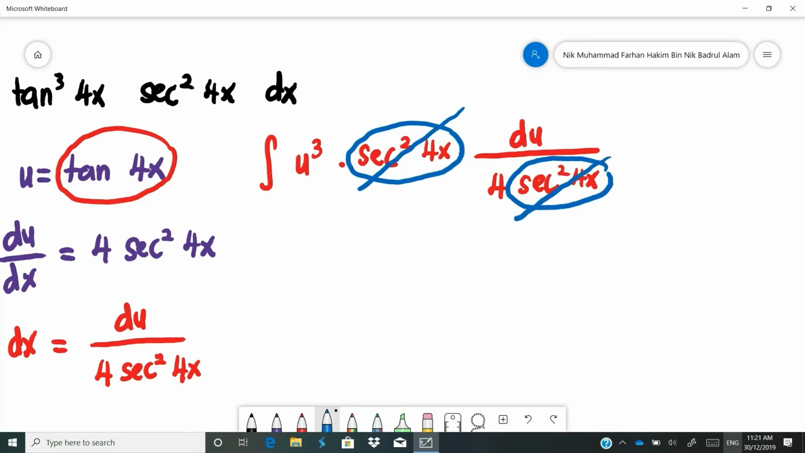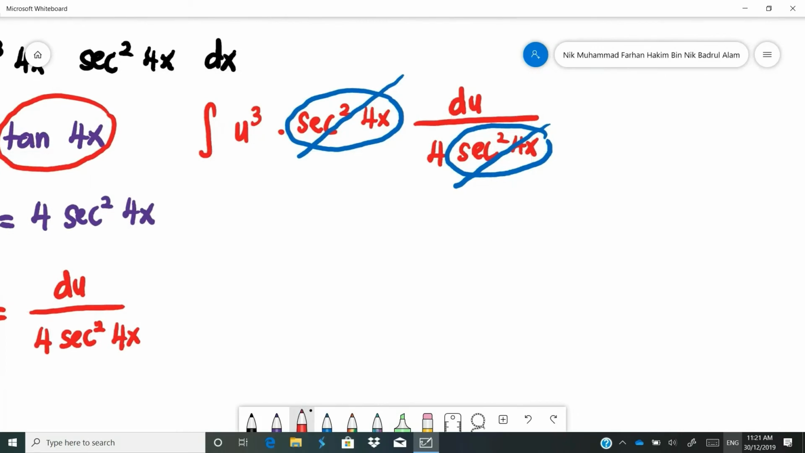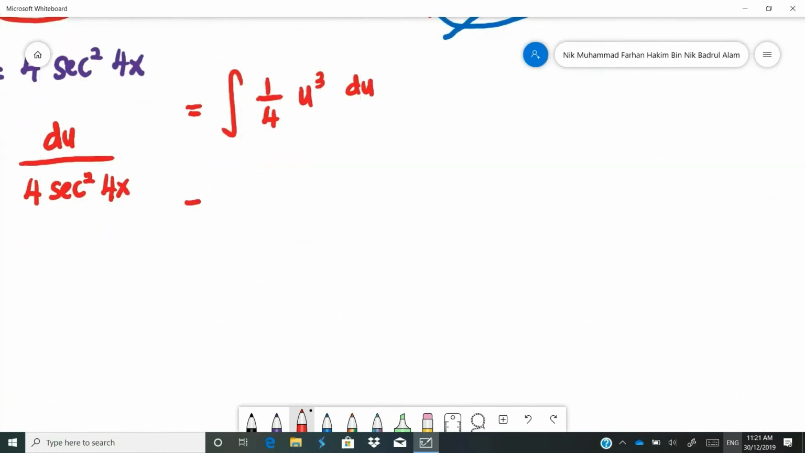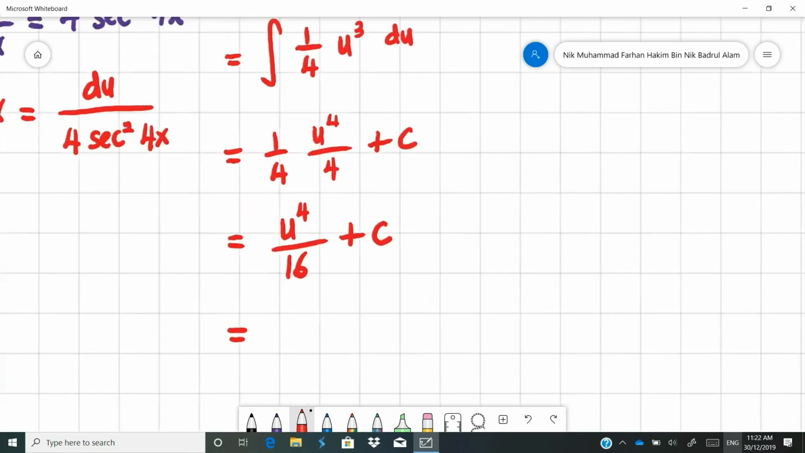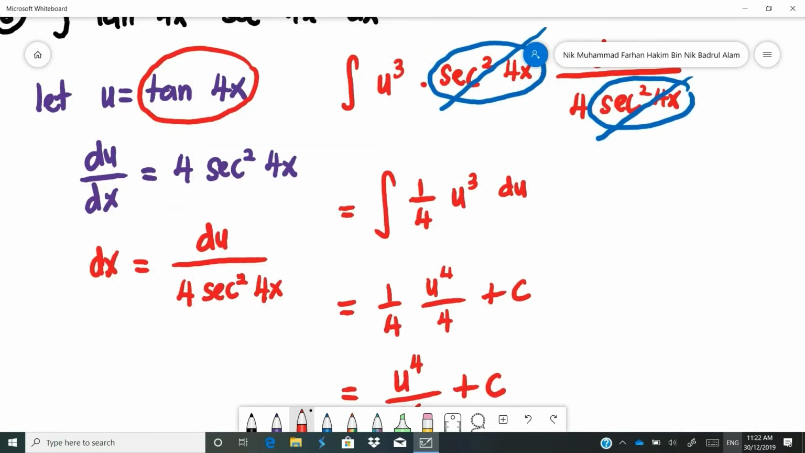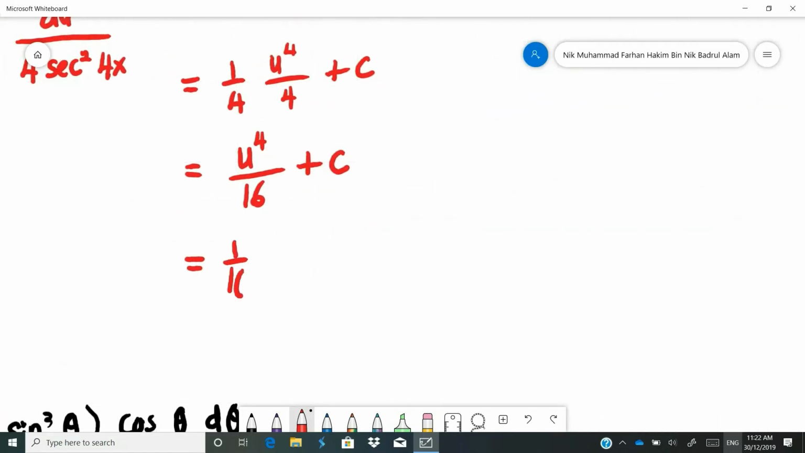So when you proceed, you will get 1 over 4 u to the power of 3 du. Then you can simply integrate this. So it becomes 1 over 4 u to the power of 4 over 4 plus c, so u to the power of 4 over 16 plus c. Let's get back what we let u be: tangent 4x. So of course, you'll have 1 over 16 tangent to the power of 4 of 4x plus c. And then you're done.